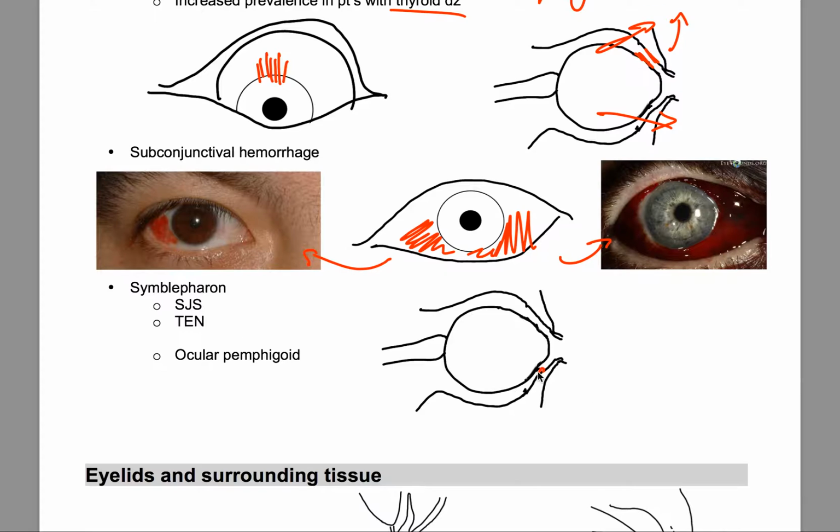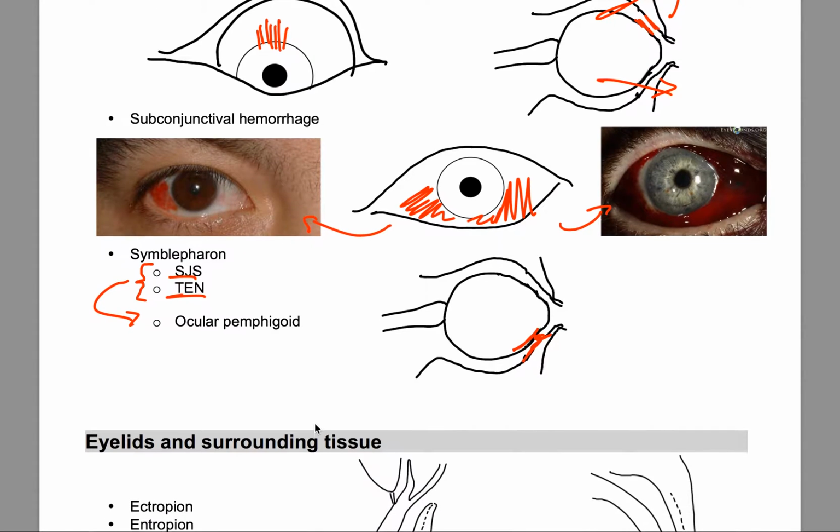Symblepharon is the development of membranes and adhesions between the palpebral conjunctiva and the bulbar conjunctiva, and this is most common in Stevens-Johnson syndrome or toxic epidermal necrolysis. Any patient who has one of these conditions should be seen by an ophthalmologist every day to monitor for eye complications, and patients who have experienced these illnesses in the past are more likely to develop ocular pemphigoid, which is a predisposition to developing these adhesions and blisters on the conjunctiva.